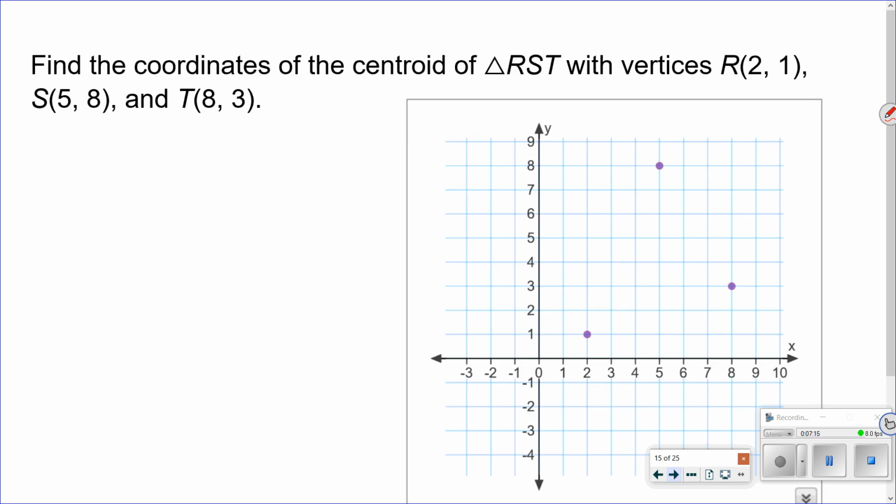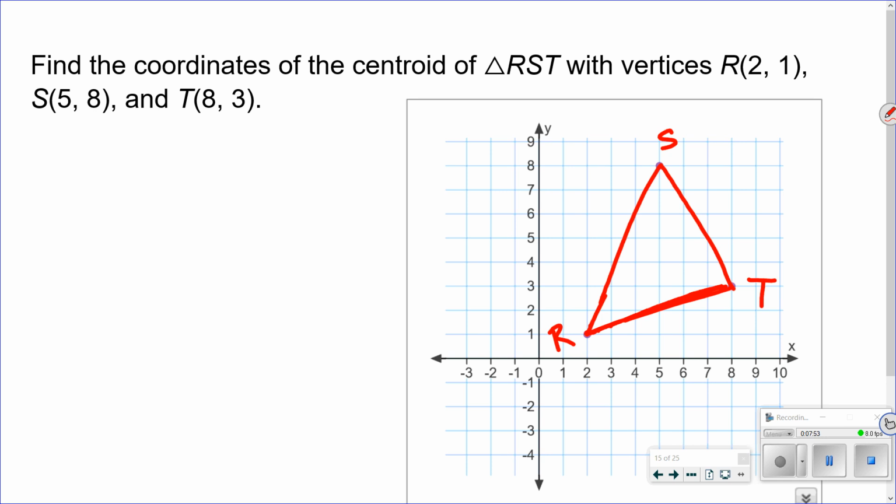This one's a little harder because it gives us points, but it wants me to find the coordinates of the centroid of triangle RST. So it says the points are at R (2, 1), S (5, 8), which is up here, and T is at (8, 3). So there's my triangle. And it wants me to find the coordinates of the centroid. There's a couple ways we could approach this.